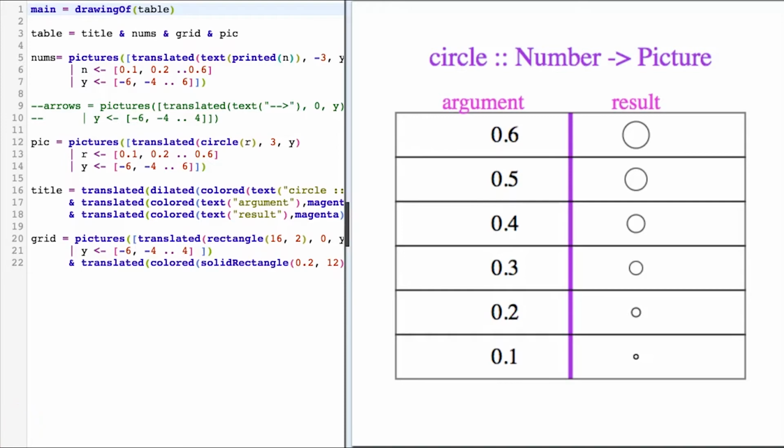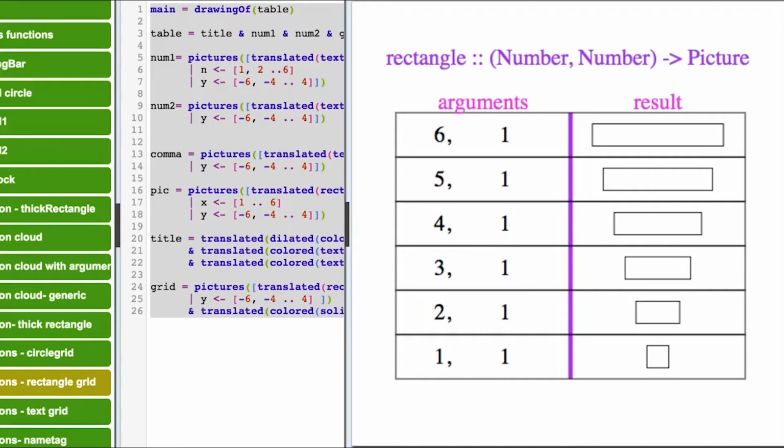Let's look at rectangle. So rectangle takes two numbers and gives you a picture. How many arguments does it have? Two, the width and the height. We see in the first example on the first row that the first number is 6, the width, and the second one is 1, the height. And the rectangle function gives us a rectangle that is 6 units wide and 1 unit high. I changed the first argument of the next one, and it gives me a rectangle that is 5 units wide and the same height, 1. As I make the first argument smaller, my rectangle is less wide. Notice the last one has the same number for both the width and the height, and the function returns a rectangle with equal sides, otherwise known as a square.